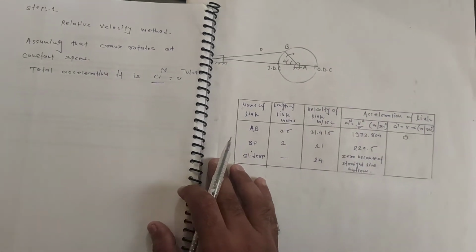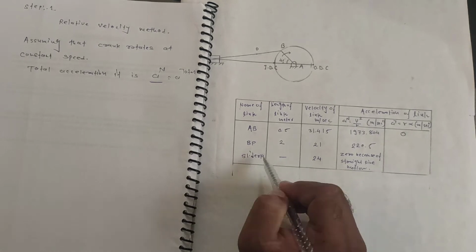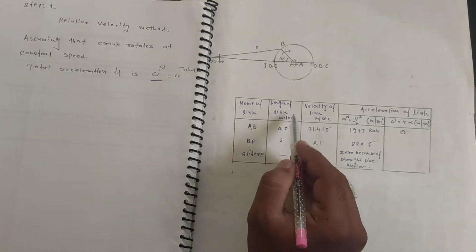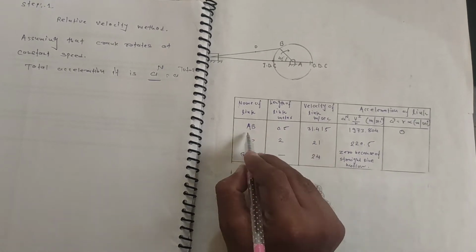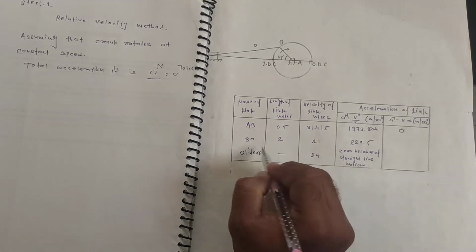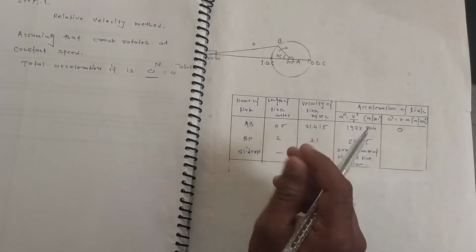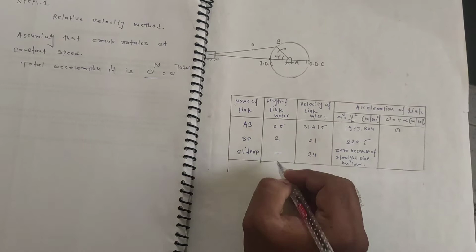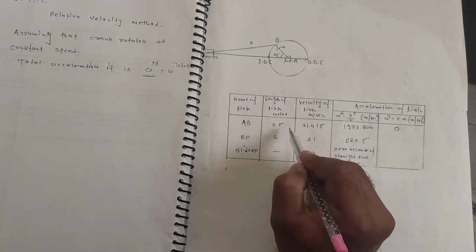Okay, in this table what we have to write down is the name of the link, that is AB, BP and slider P. Then another point, the length of the link in meters. So AB we have 0.5 meters, and BP we have 0.2 meters, and slider P is a slider, so it moves, so it has a length. From this, the velocity of the link we have to find out from the velocity diagram.